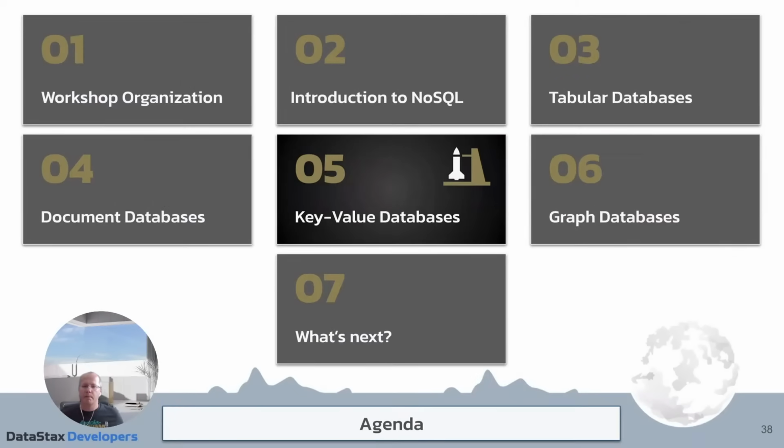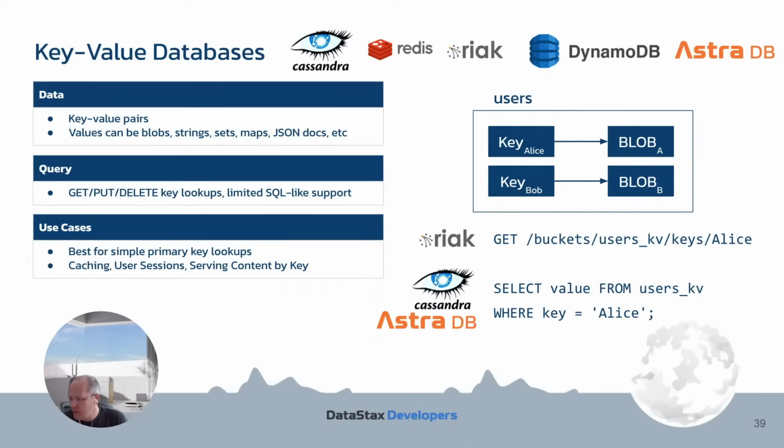So key value databases. Key value databases are probably the simplest type of databases, and they essentially store key value pairs, and the values can be just simple literals. They can be collections like sets or lists or maps. They can be just blobs. They can be JSON documents. So you usually don't look inside of the value, but you retrieve just based on the key. Okay, so your lookups are based on the key, and you may even have a SQL-like language, but it's going to have limited capabilities.